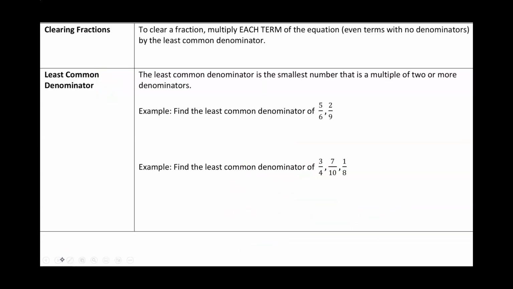So now we get to the case where we have fractions in our equations. The easiest way to solve equations using fractions is to clear the fraction. Okay, what does it mean? It means we have to multiply the fraction by something that's going to eliminate the denominator. So how do we do that?